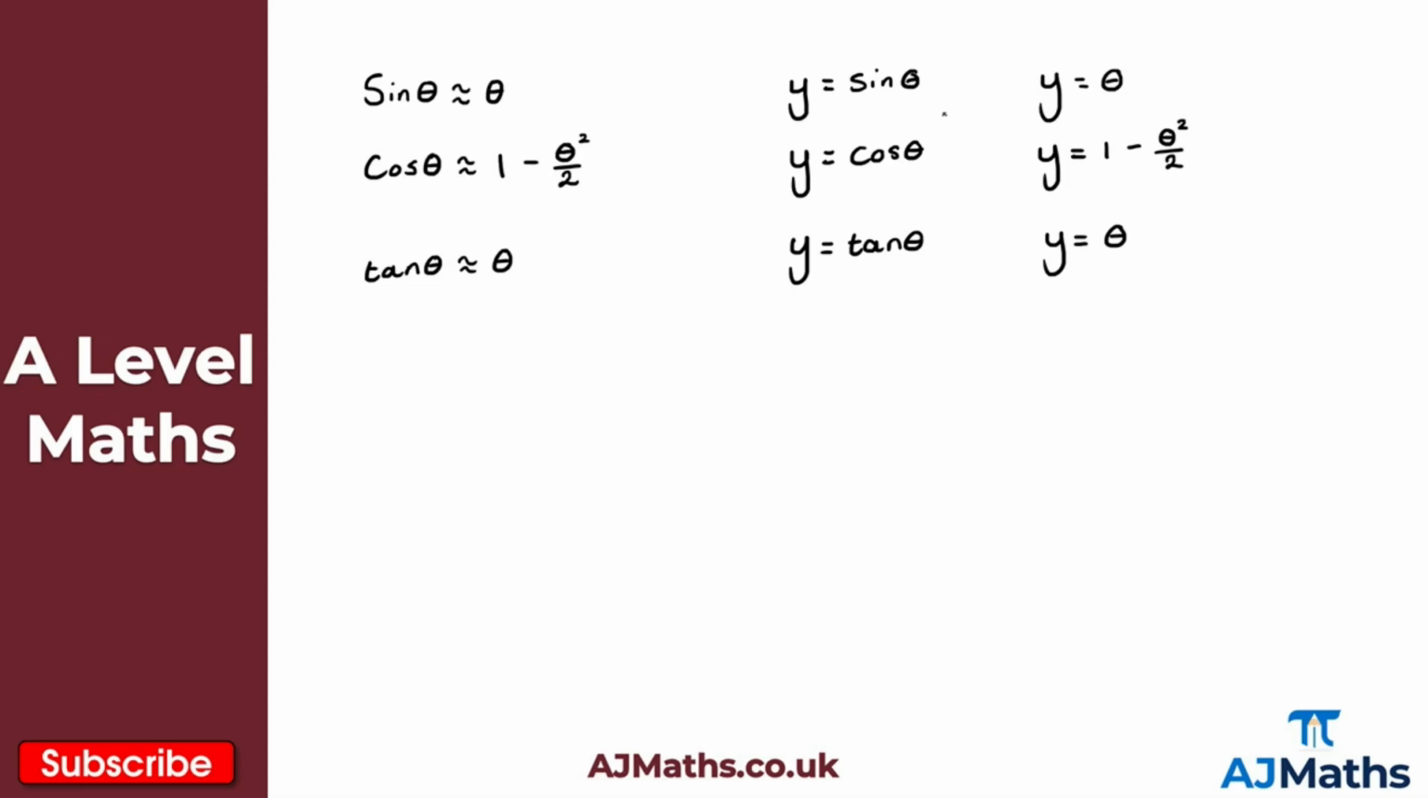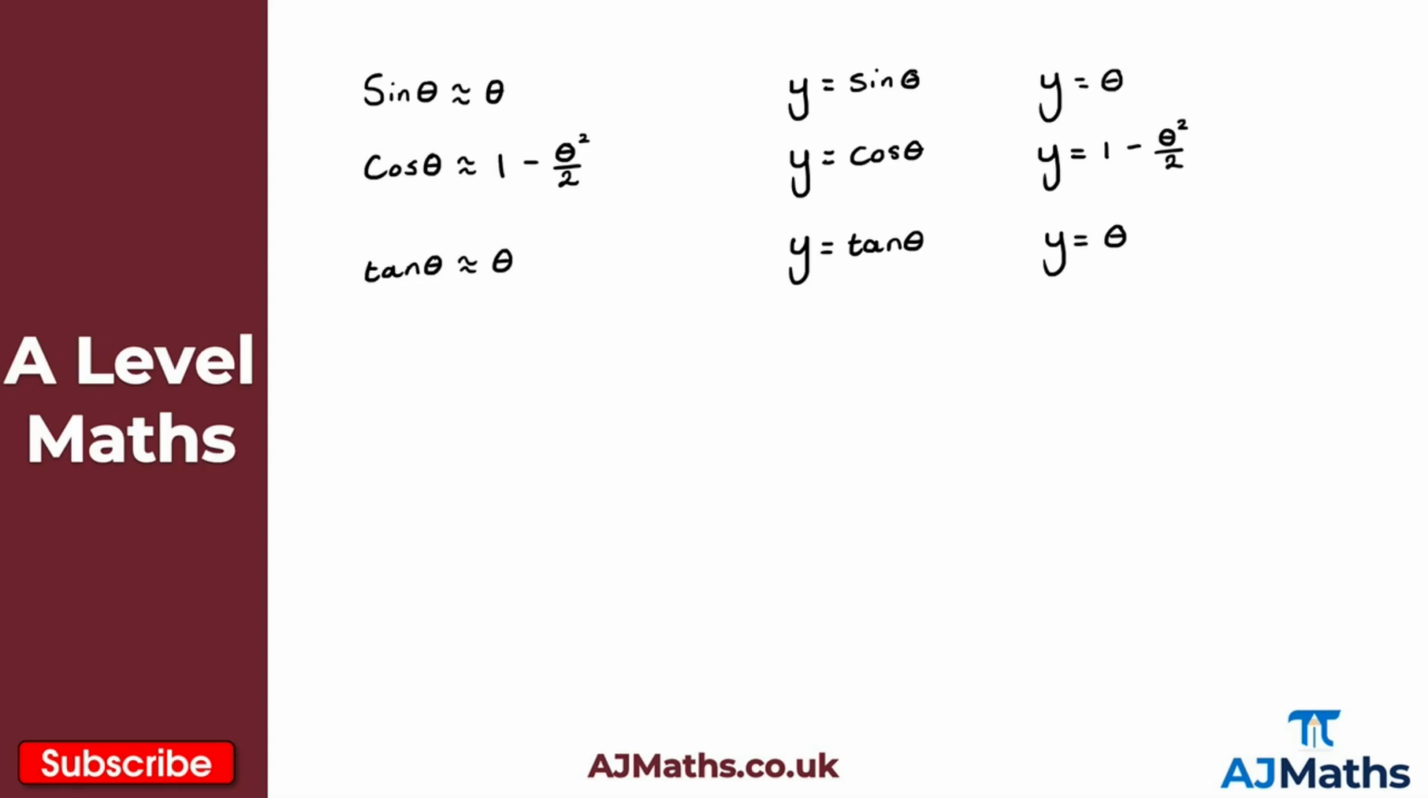If you sketch y equals sine theta and y equals theta, what you want to check is what happens as theta gets very close to 0. Do the same for y equals cos theta and y equals 1 minus theta squared over 2, and again for y equals tan theta and y equals theta. Like we said, investigate what happens as theta gets very close to 0. You should hopefully recognize why these approximations work. Okay, but there we have it. So that's the small angle approximation.